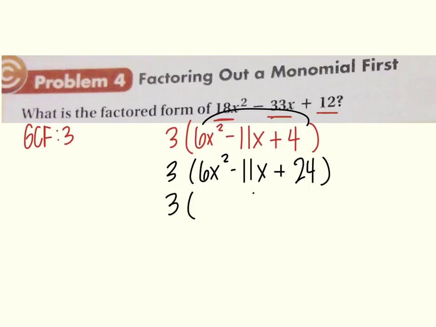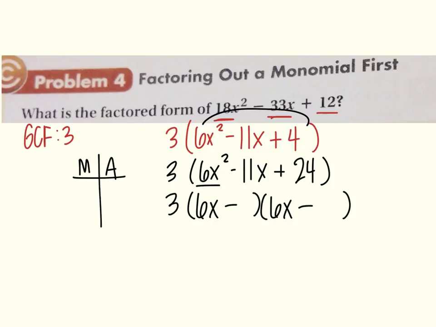Now I'm going to factor. Same thing as we were doing for the MAC method. If you don't remember that, definitely go back and watch it. You put that in the front. Since the signs are minus plus, your signs are going to be minus, minus. What multiplies to give you 24, but adds to give you 11? 24 is going to be 6 and 4, but that adds to give you 10, so it's not that. 8 and 3, and that adds to give you 11, so there you go. 8 and 3. And don't forget the dividing part.